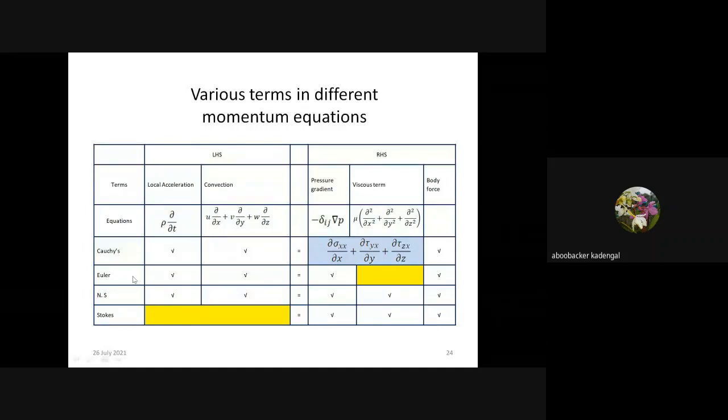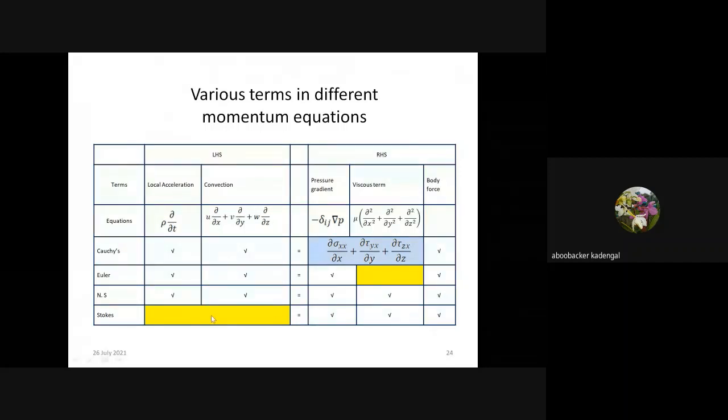If you want the Euler equation, this term will be there, but there is no viscous term in the Euler equation, because it is inviscid flow. Except for the viscous term, all the terms will be there. In Cauchy also all the terms will be there, but the pressure gradient and viscous term are both together in terms of stress components. In the Navier-Stokes equation, all the terms are there. So the most general is the Navier-Stokes equation, which contains all the terms.